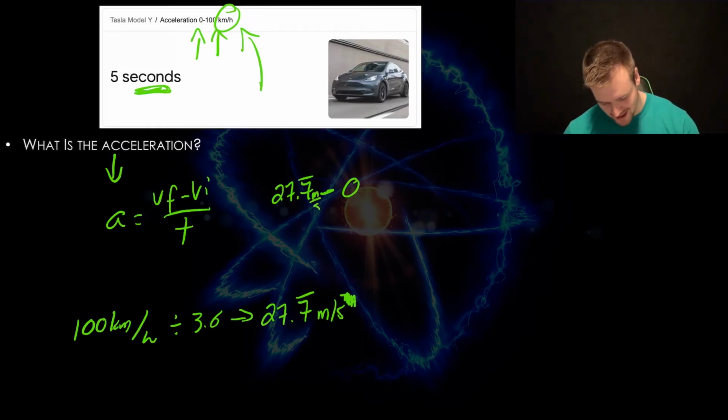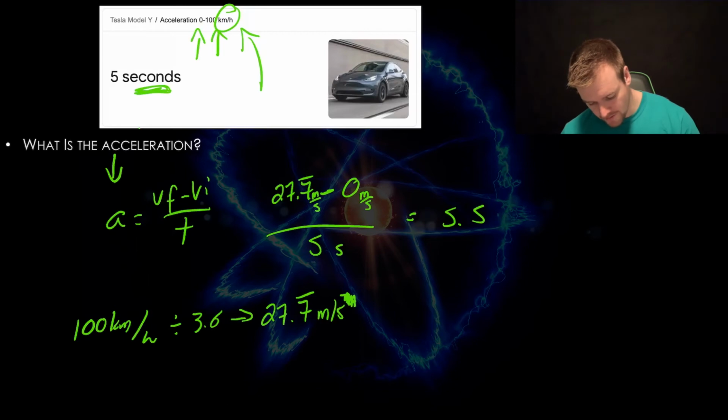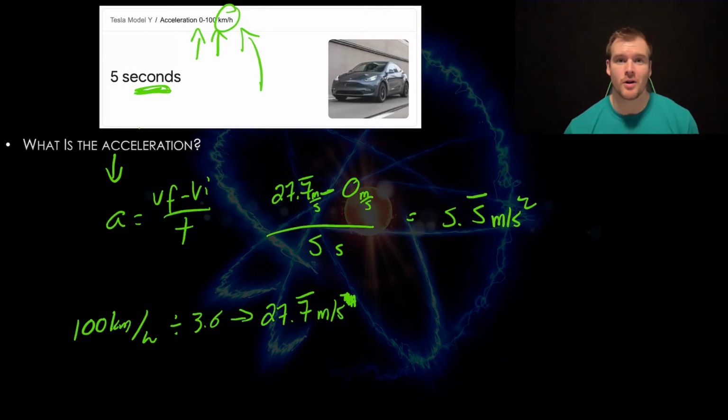I'm going to write here that this is meters per second. Always good to write that in when you're writing down your numbers. And divided by 5 seconds. Okay, when I'm typing that into the calculator, I'm getting 5.5 repeating meters per second squared for our answer there. Okay, so that's how we calculate acceleration.